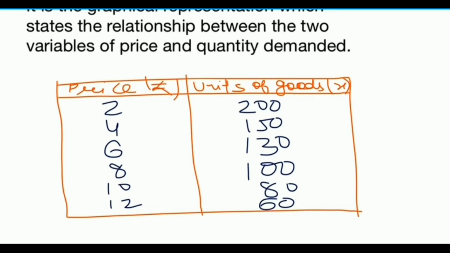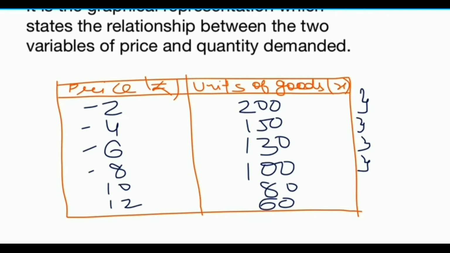So when the price of X is 2, then the quantity consumed by the consumer is 200. When the price increases, the quantity of consumption decreases. Again, when the price increases, it decreases. So as there is an increase in price, the consumption of the good by the consumer decreases. This is what a demand schedule is all about. We just represent it in a tabular form.